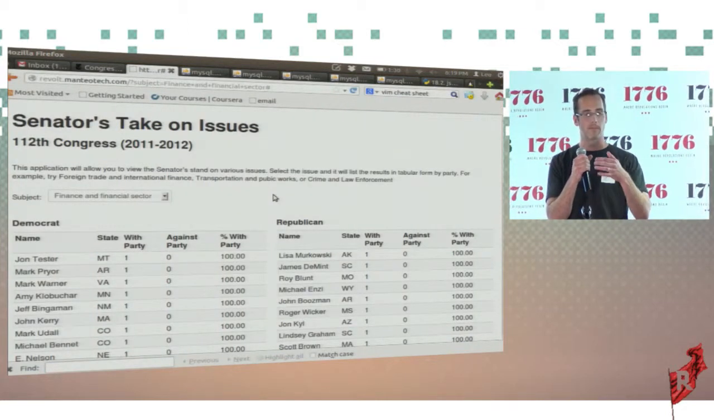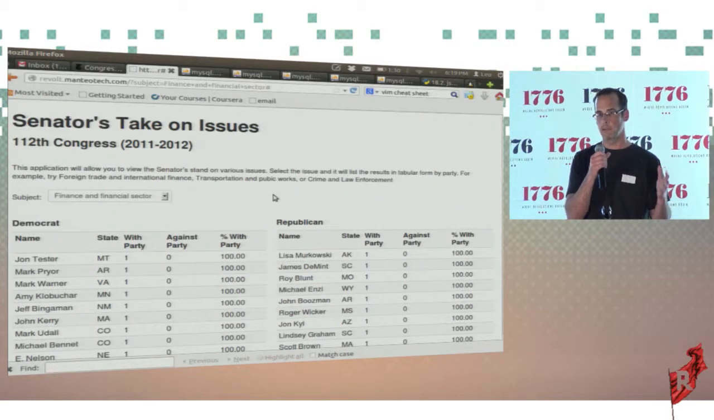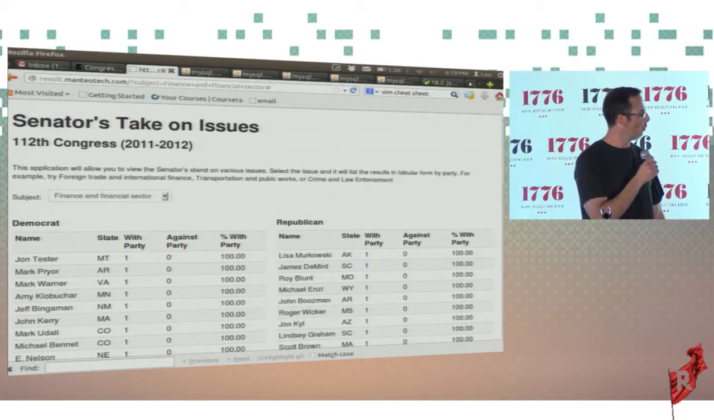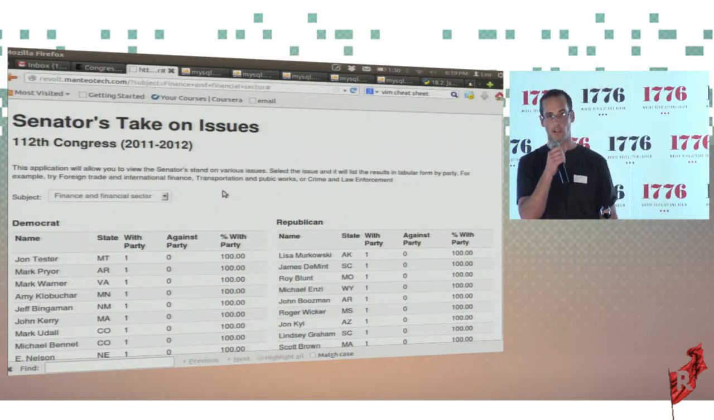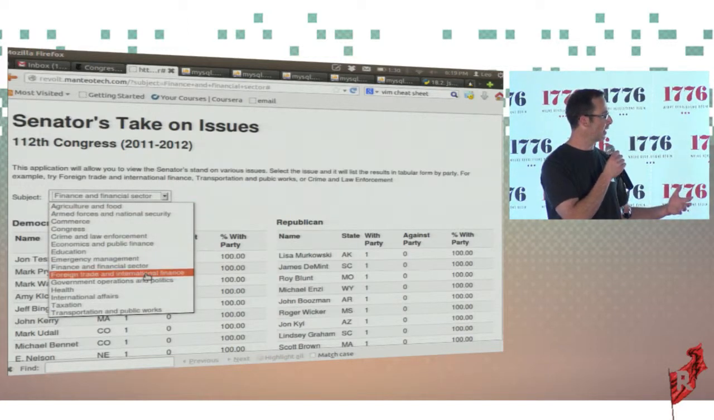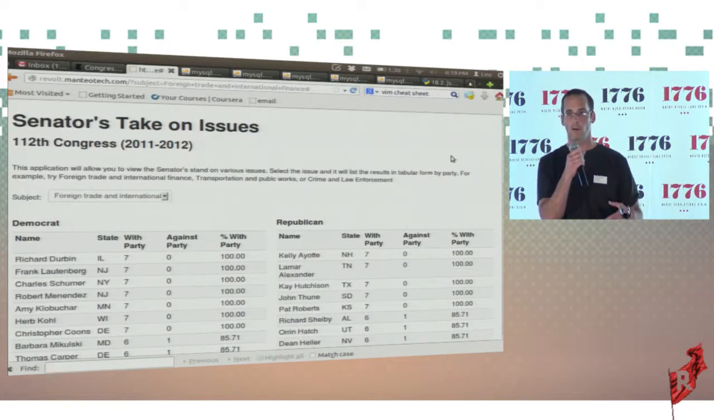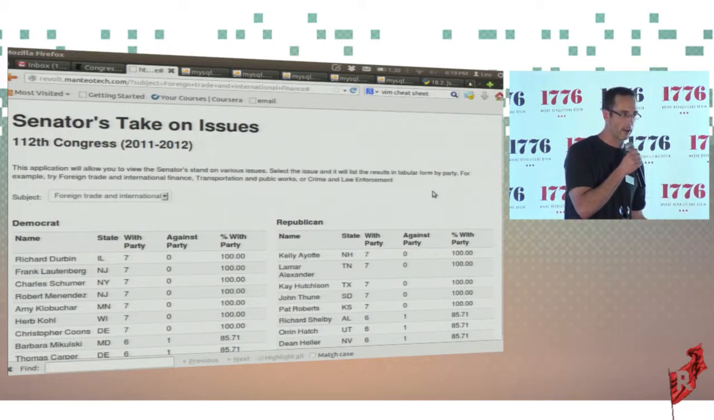it seemed to go between 85 and 95%. Let's call it 90% of the time they seem to vote with the party line. Well, wouldn't it be interesting if we could? This is what we were thinking. Wouldn't it be interesting if we could say, well, on what issues did they vote with the party line? So what if we were able to slice the data that way?